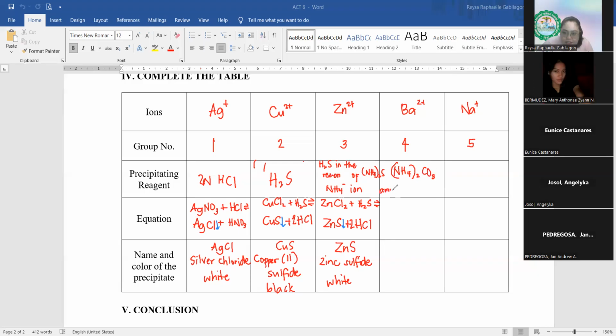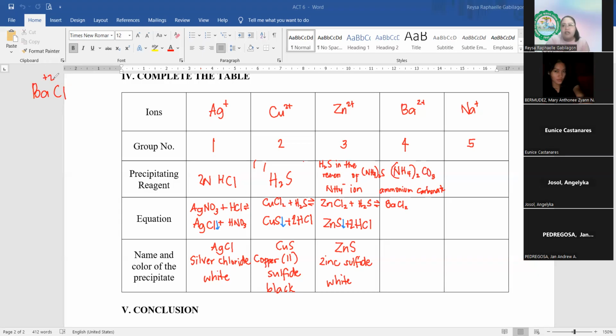Let me write it, this is ammonium. NH4 is ammonium, and then CO3 is carbonate. Okay. That's the name of the precipitating reagent. Okay, now let's have our equation. We still used chloride in the experiment, right? So let's just use barium chloride here. Barium chloride is BaCl2, because barium is positive 2. It's in group 2 of the periodic table.